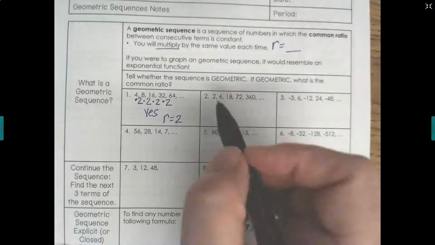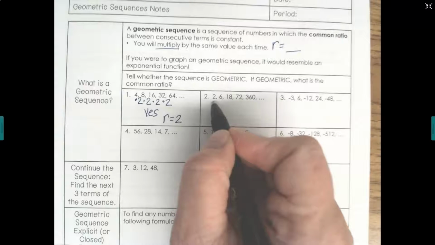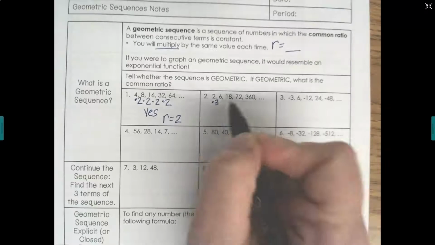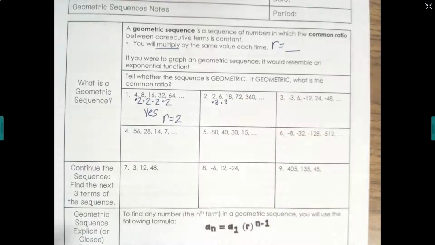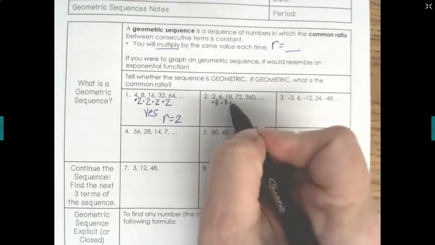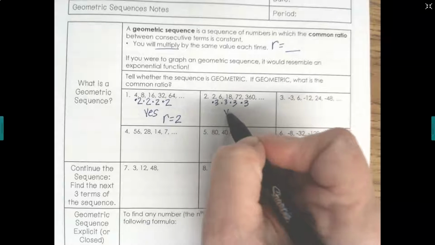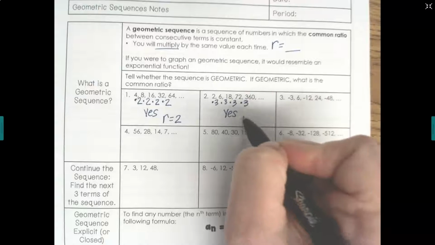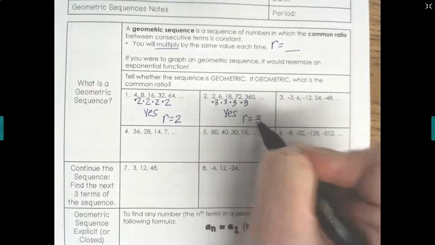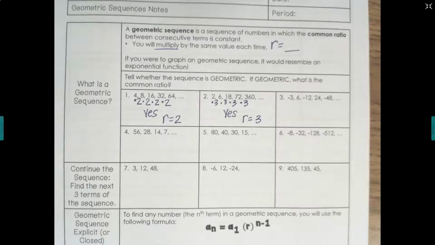Let's try it again. 2 to 6, using multiplication, would be times 3. 6 times 3 is 18. 18 times 3 is 72, and 72 times 3 is 360. So yes, this is a geometric sequence, and your common ratio is a positive 3.